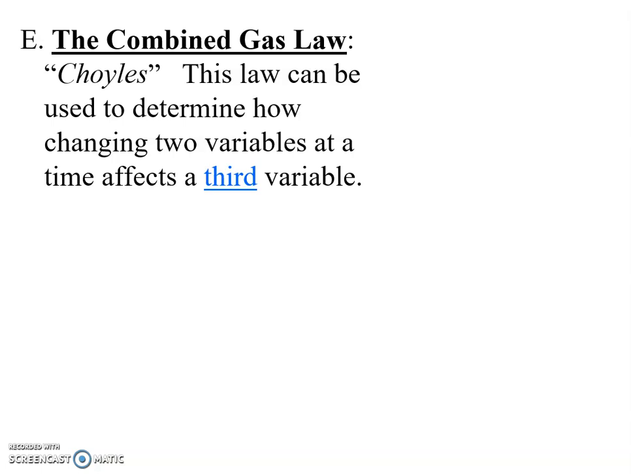All right, I'd like to combine the two laws that we did first, Charles' Law and Boyle's Law, and they can be put together into what's called the combined gas law. Some people jokingly call it Choyle's Law, obviously a combo of Charles and Boyle's. But this can be used to determine how changing two variables at a time will affect the third variable.